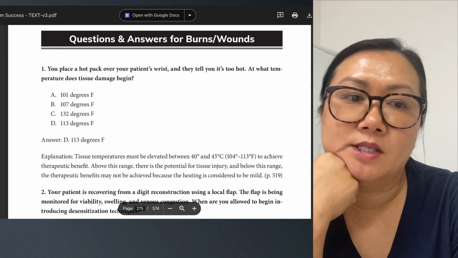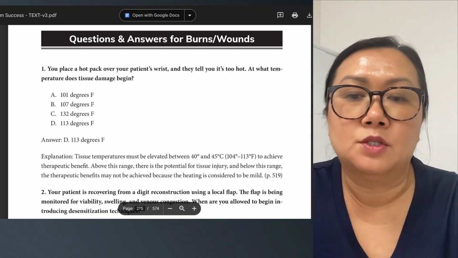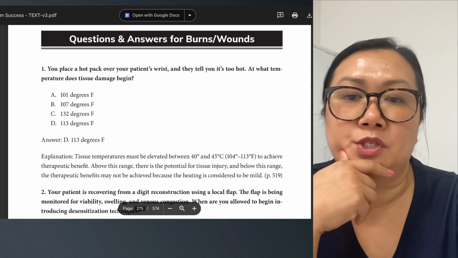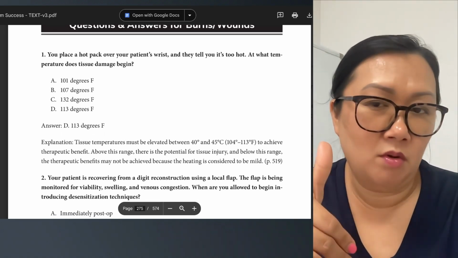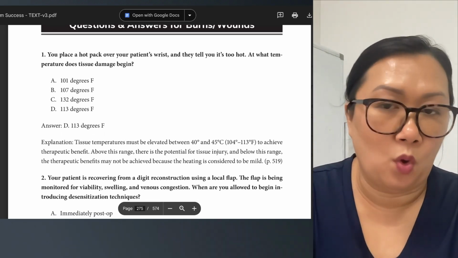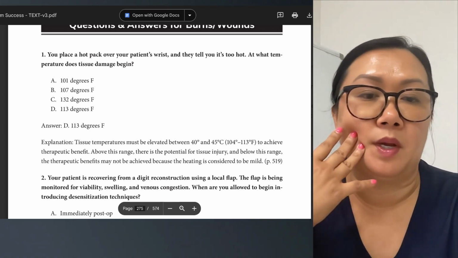All right, let's continue with the answers. So question number 1, the answer is D, 113 degrees. So if you didn't know, you could rule out the hottest and the coldest, right? And then you're down to 107 and 113, and then you have to pick.